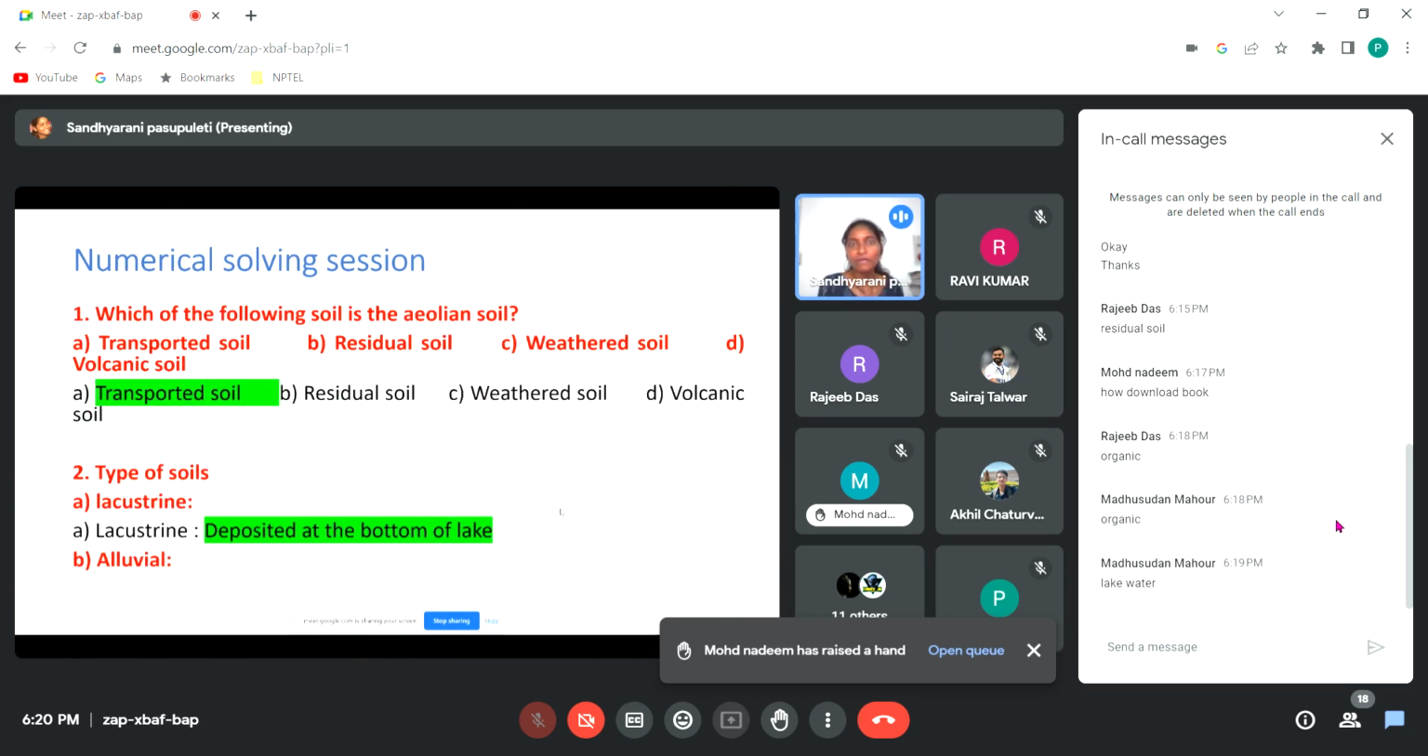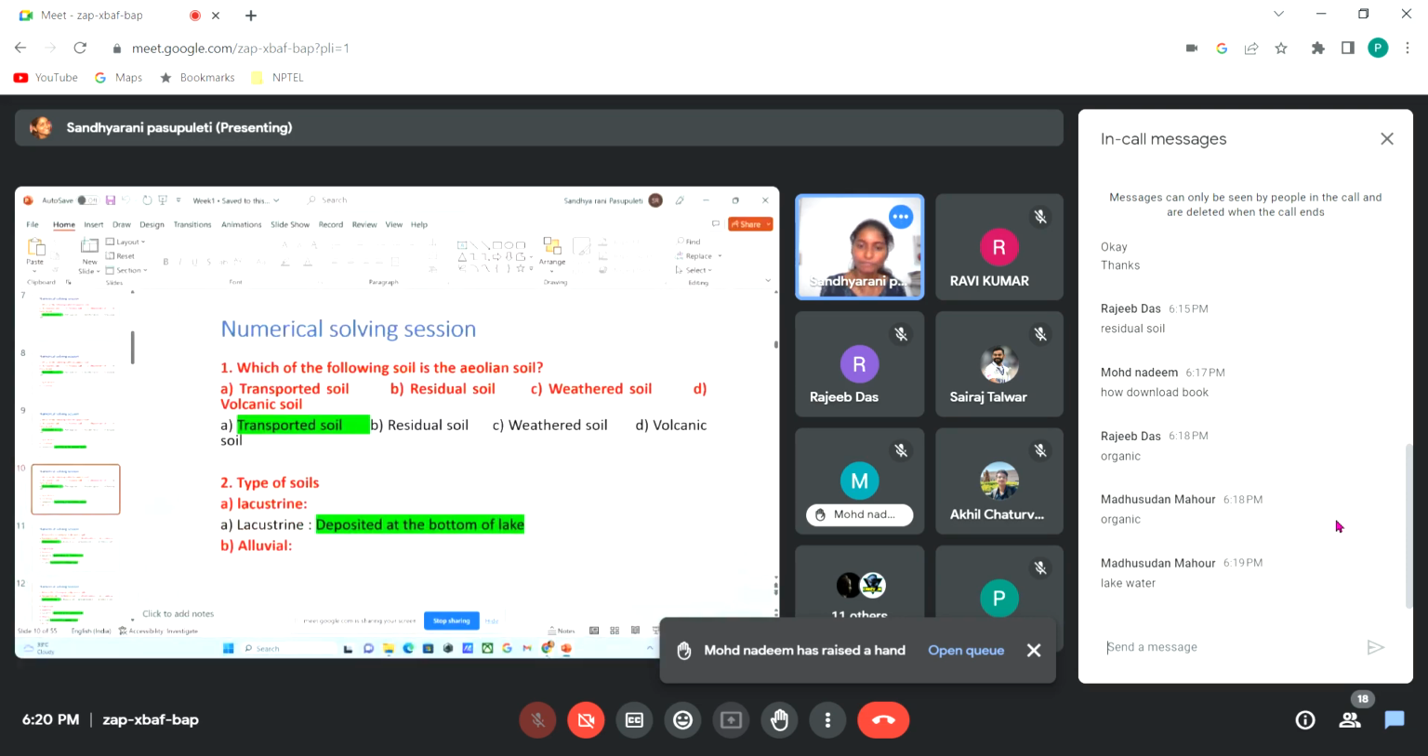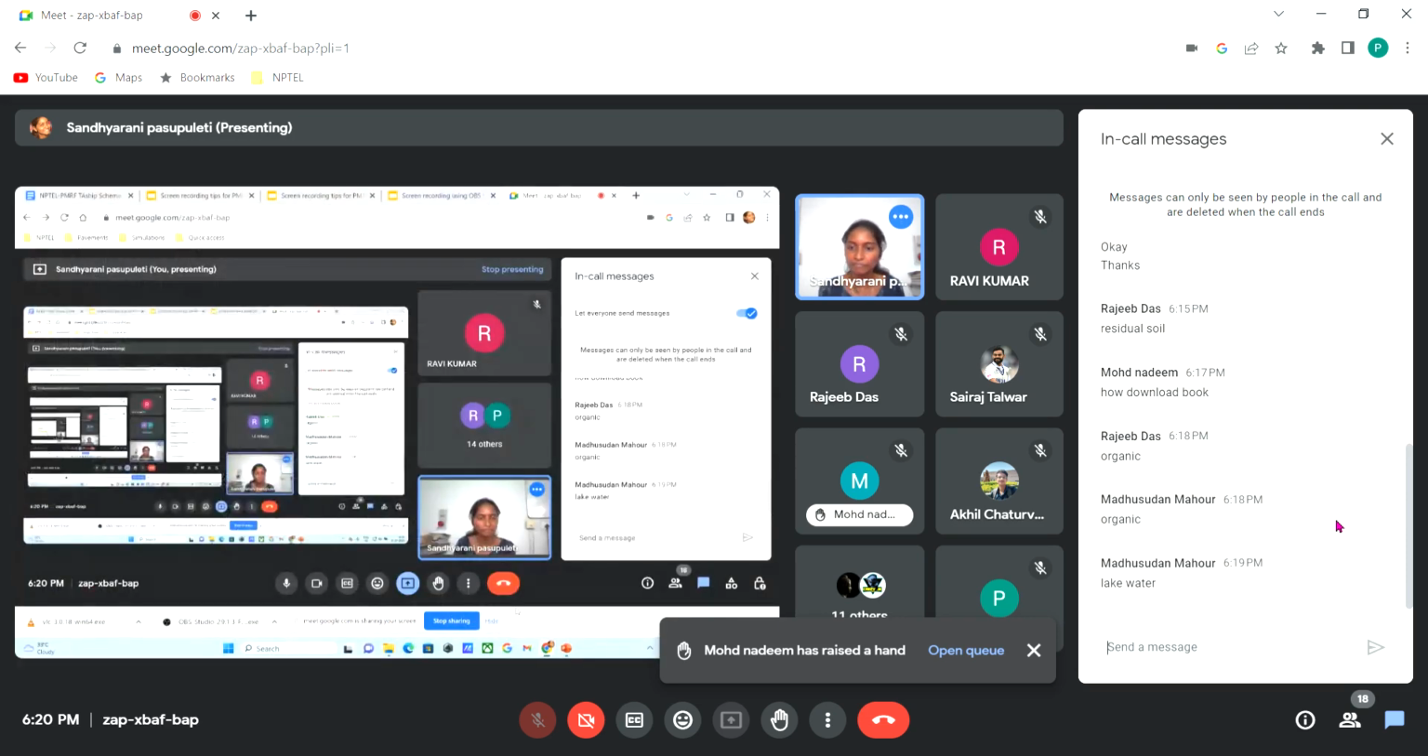Alluvial, which we have already discussed. What could be the medium of this alluvial soil? Any answers from the participants?